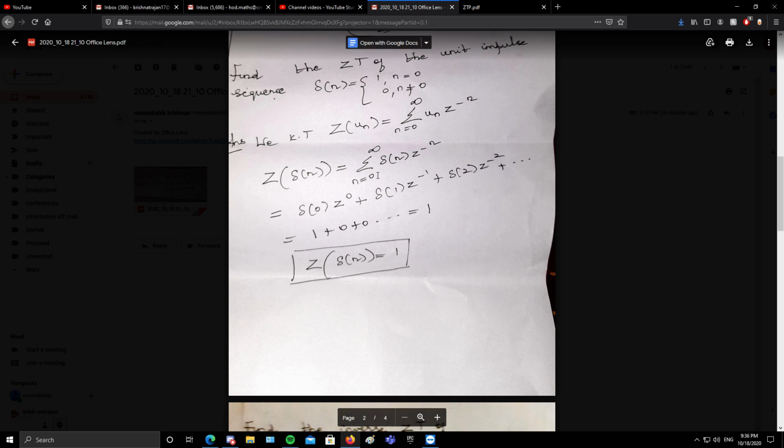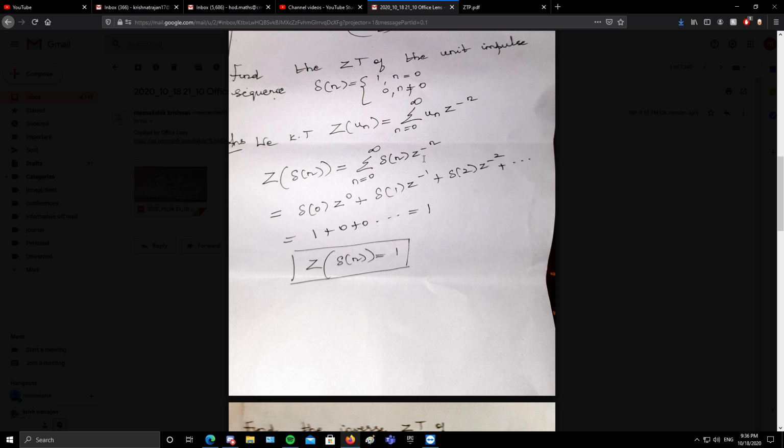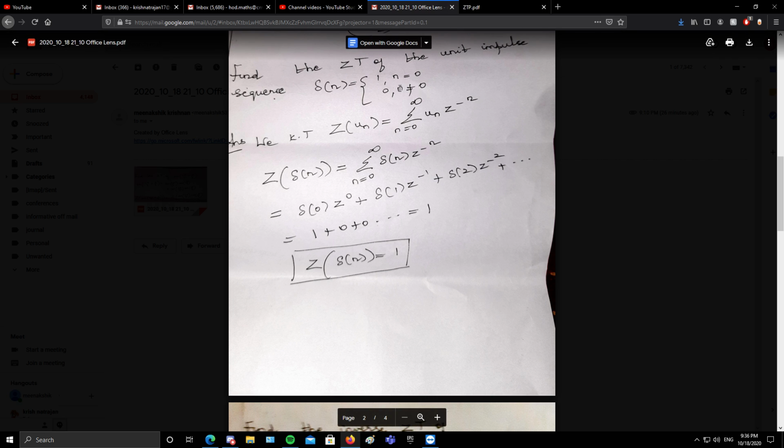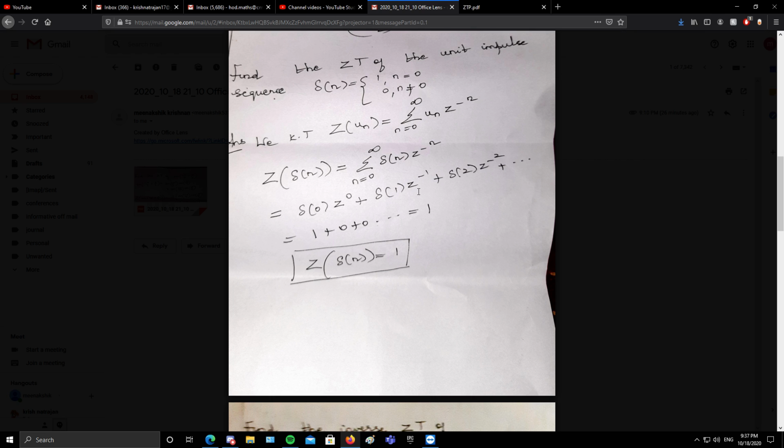So summation 0 to infinity delta of n z to the power minus n. It is defined as 0 when n is not equal to 0. At n equals 0, it is 1. So if you expand the summation: delta of 0 z to the power 0, delta of 1 z to the power minus 1, delta of 2 z to the power minus 2, plus etc.